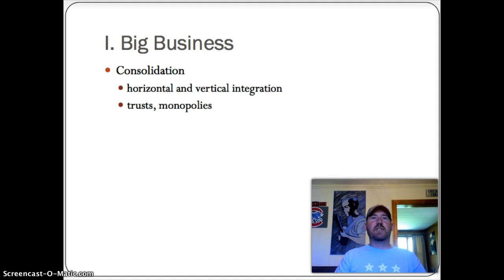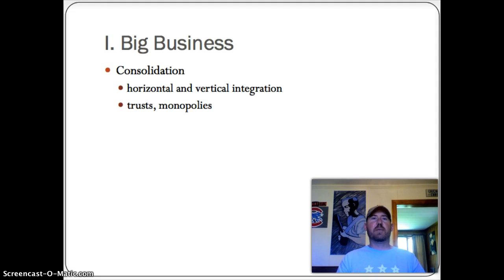But horizontal means you consolidate horizontally across one level of the production cycle. So if we're talking about something like producing steel, you might own one component of that. You might own all the factories that produce steel across the entire business. Another one is vertical integration, and this is how Andrew Carnegie did it. Horizontal, the best example of that is John D. Rockefeller, by the way.